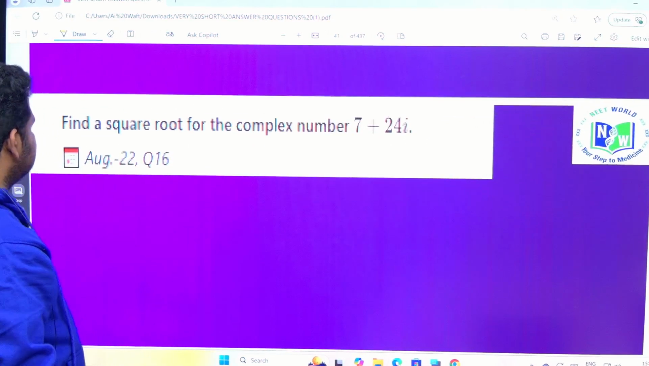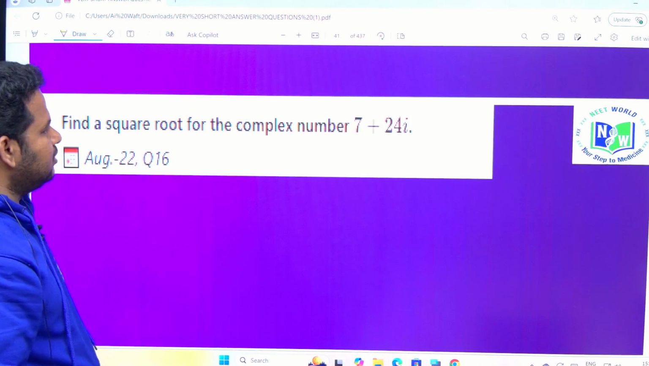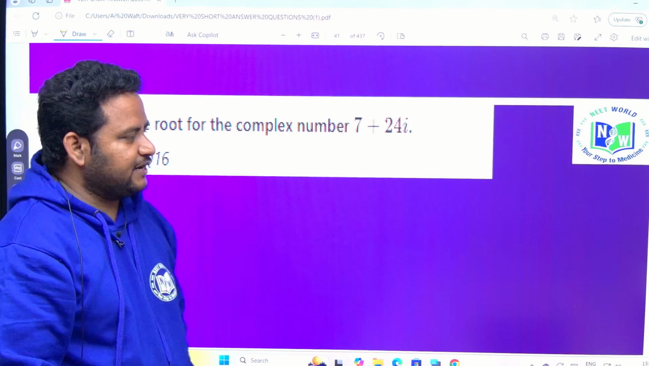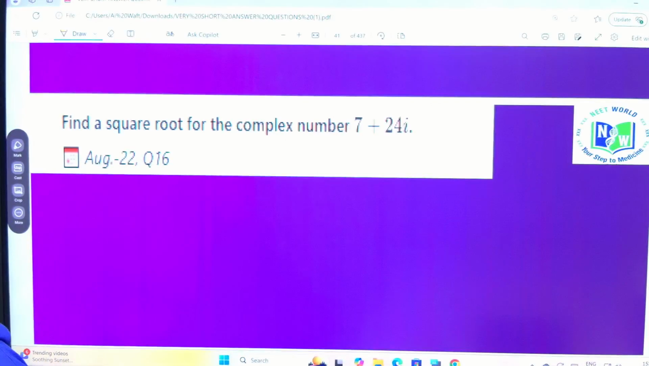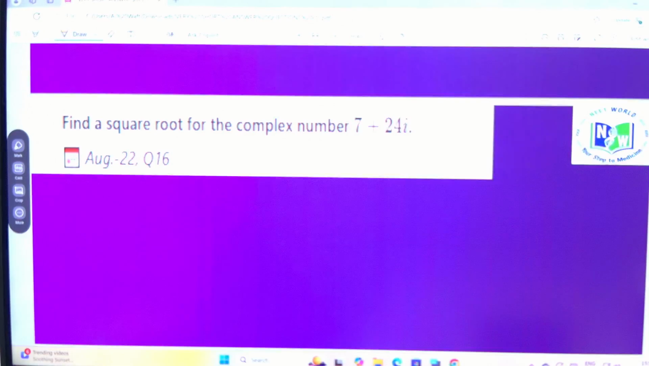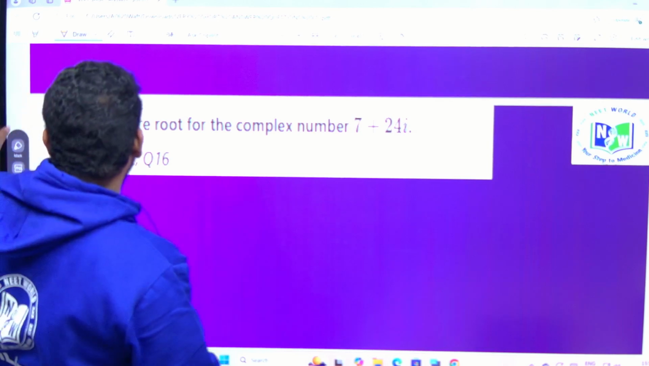Look at this. They have told, find the square root of the following complex number. Find the square root of the following complex number. I will give you 1 minute. I want all of you to recollect the formula of this square root. Okay, friends. Few more questions left.